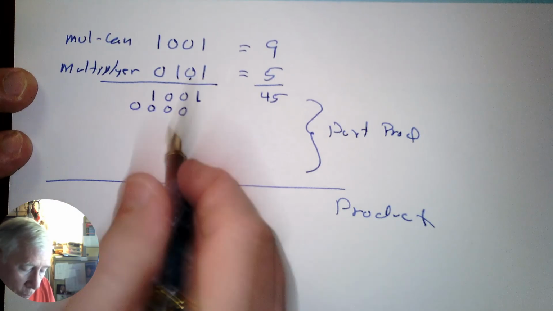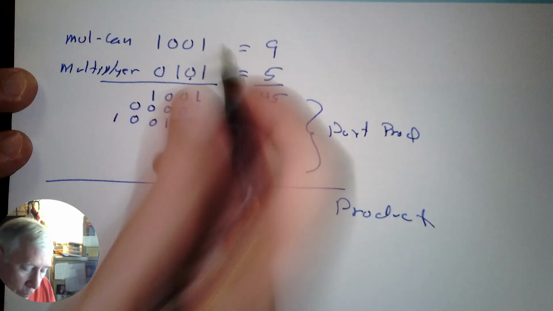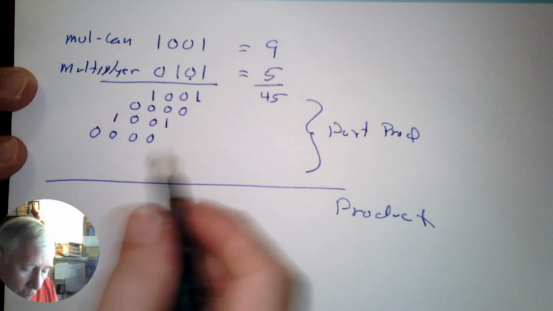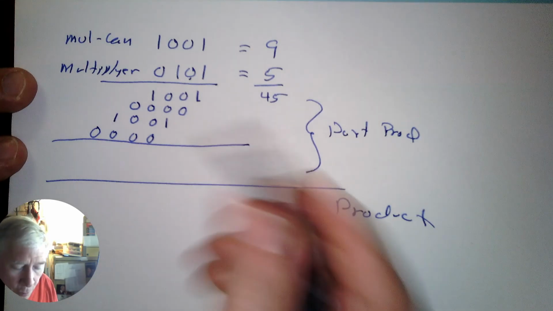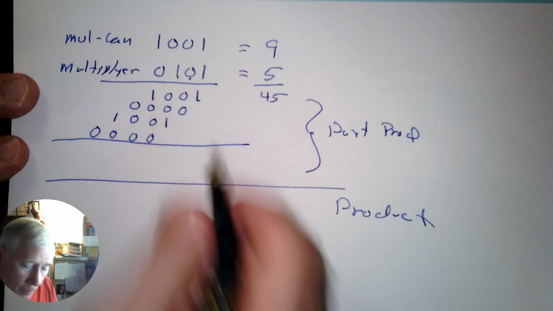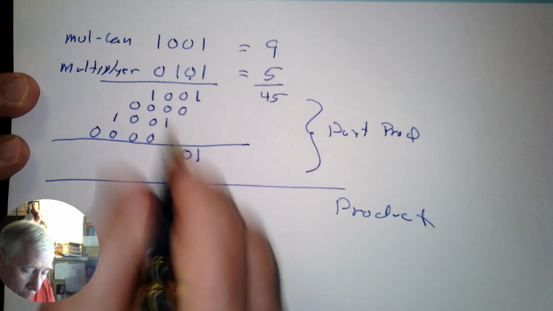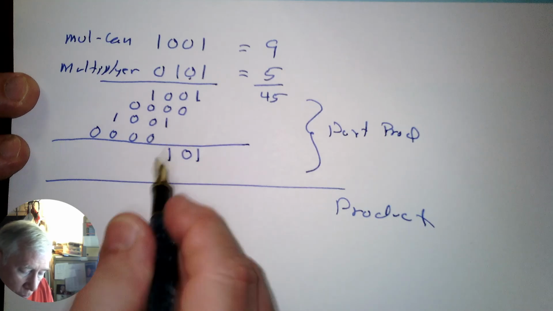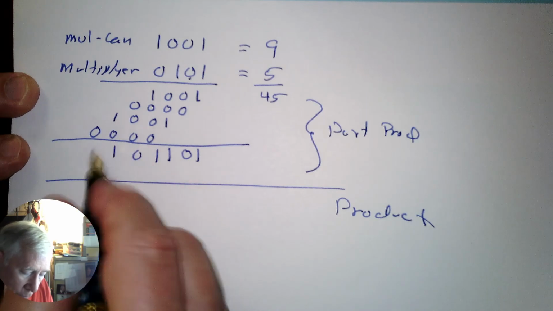The next one's a 1, so now we go 1, 0, 0, 1 again. And then we have another 0, so we index over some zeros. Now here are our partial products. 1, 2, 3, 4 partial products, and we just add them up. So 1 goes here, 0 plus 0 is 0, 0 plus 0 plus 1 is 1, 1 plus 0 plus 0 plus 0 is 1, 0, 0, 0 is 0, and 0 plus 1 is 1, and 0.